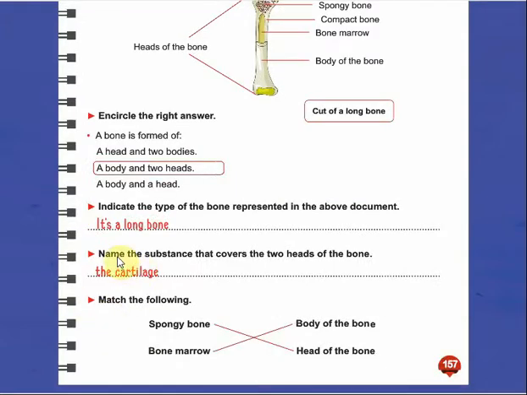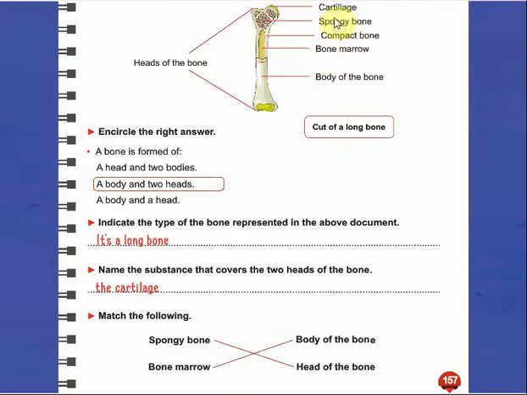And if we cut the bone, we will see the other parts of it. So we can say that this bone is a long bone and the substance that covers the two heads of it is called the cartilage. Now let's match the following: spongy bone and bone marrow. This is the spongy bone and this is the bone marrow. The spongy bone is found in the head of the bone and the bone marrow is found in the body of the bone.